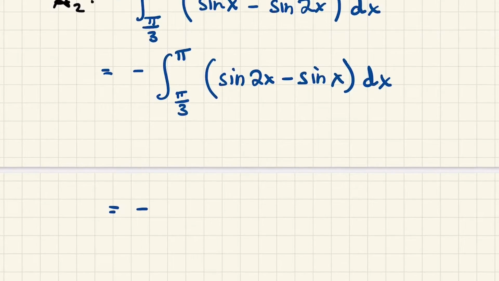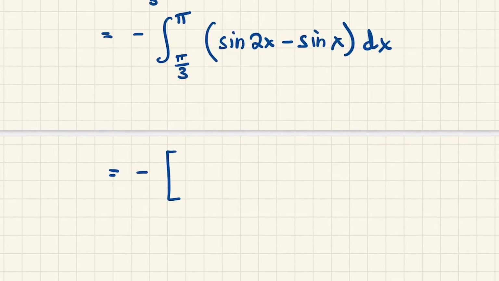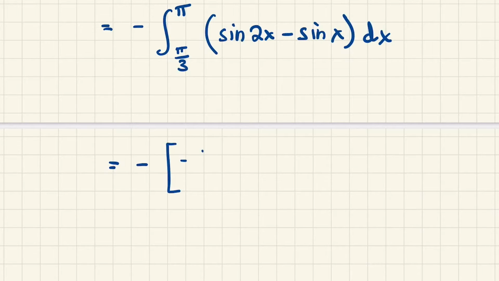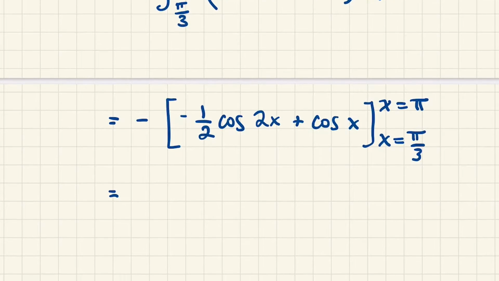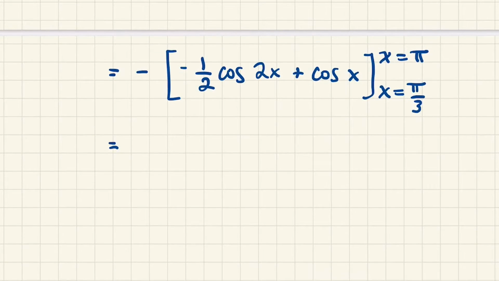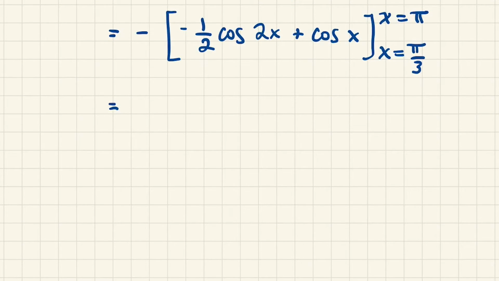Okay, so that's equal to the negative of the antiderivative. We worked this out as negative 1/2 cosine of 2x plus cosine of x with our bounds pi over 3 to pi. All right, very good. So why don't we distribute that negative back in before we start plugging in the bounds? Otherwise, I'm worried we might just get inundated with negatives.